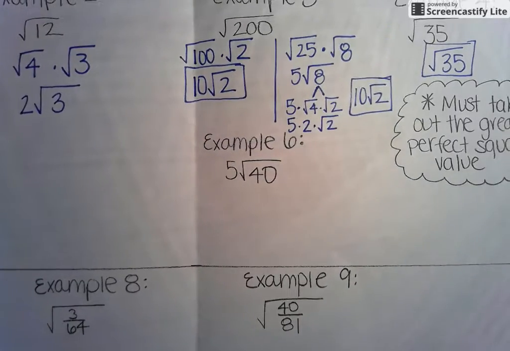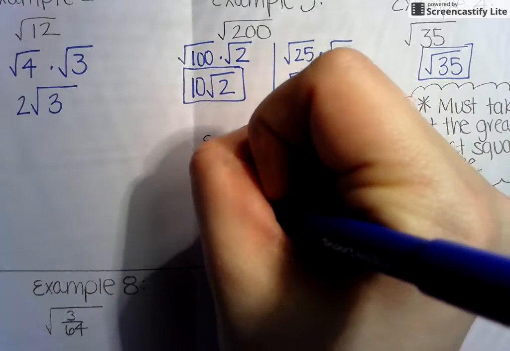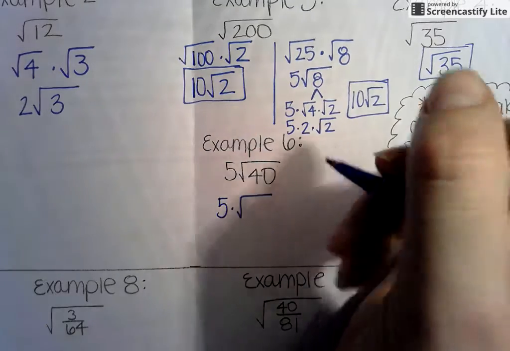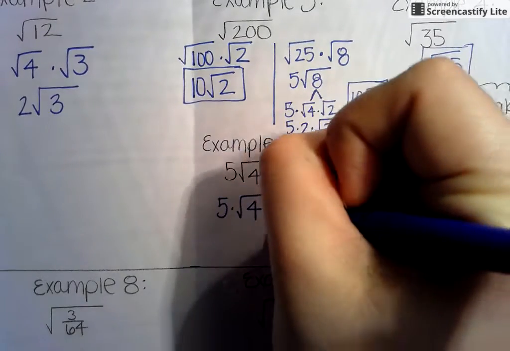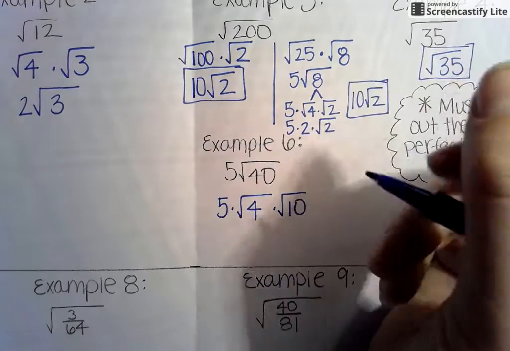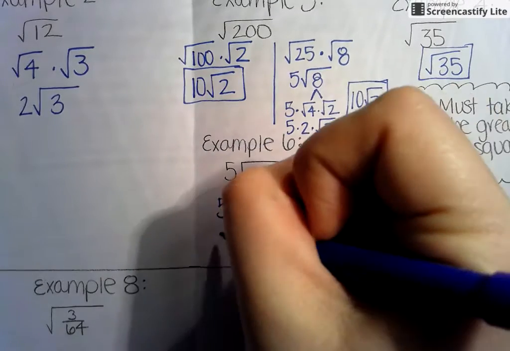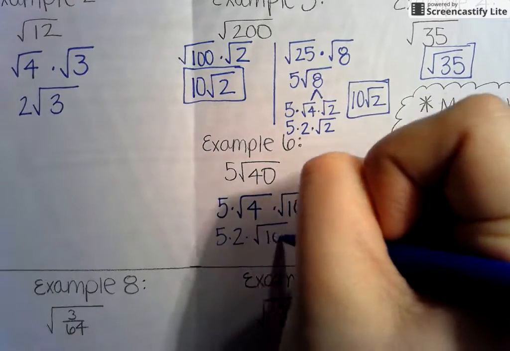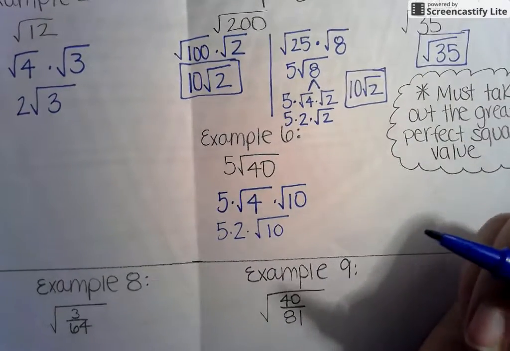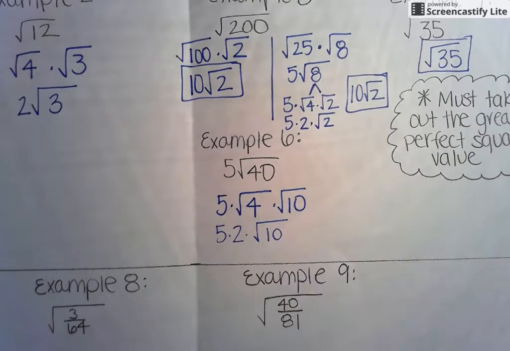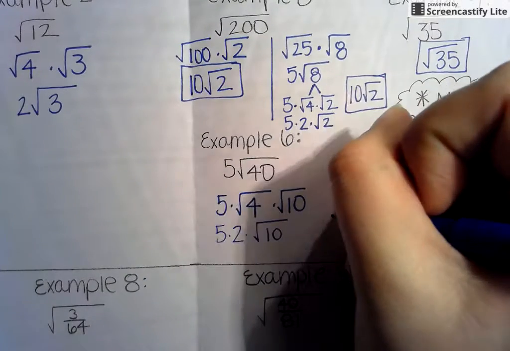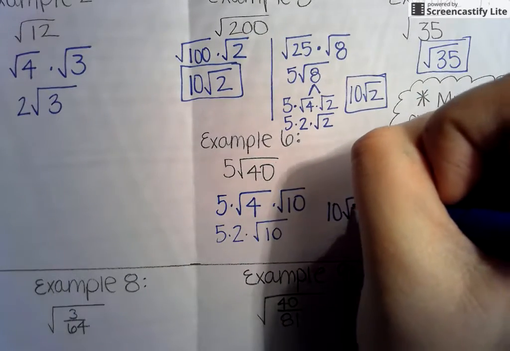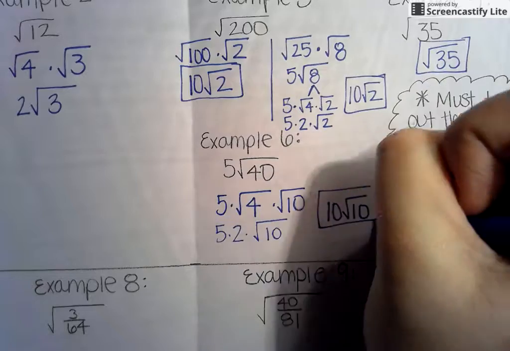My last example, example 6, I have 5 times the square root of 40. So I have 5 times, now I know that 4 is the greatest perfect square value. So I have 5 times the square root of 4, so I get 5 times 2 times the square root of 10. I know that 10 cannot be simplified anymore, so I took out the greatest perfect square value. I got 5 times 2, which would be 10, times the square root of 10. So that would be my final answer.